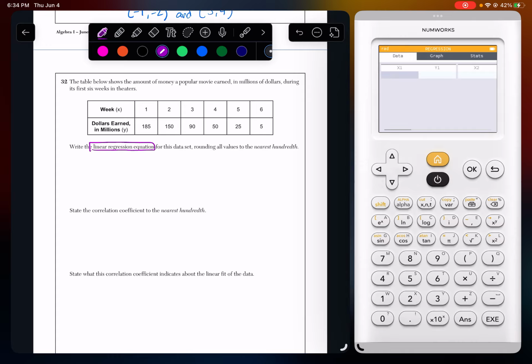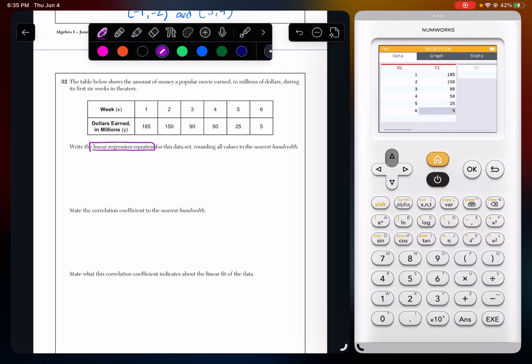What I'm going to do is I'm going to type in my x values in the first column. So I put my weeks in the first column, and then my y values, the dollars earned, I'm putting in the second column. So 185, 150, 90, 50, 25, and 5. So I've entered my data in, and then I'm going to want my calculator to show me a line of best fit equation.